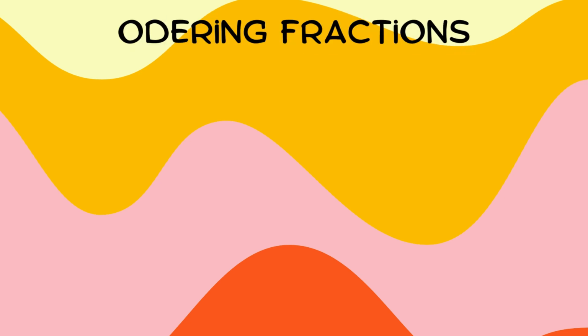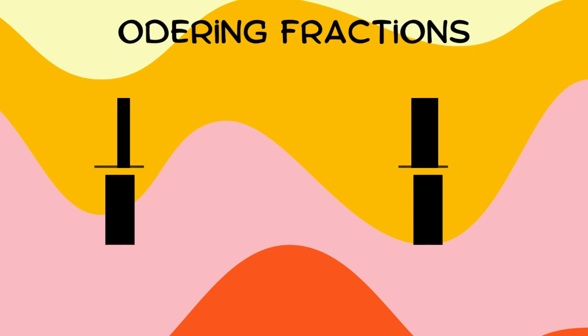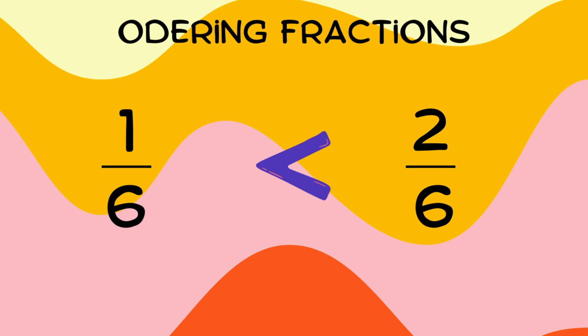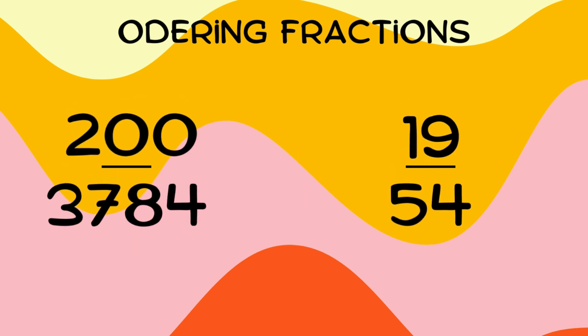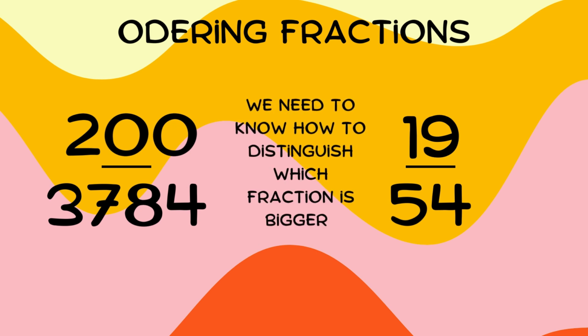Moreover, we can even order fractions of different sizes. It's pretty easy to order fractions with similar denominators. However, when faced with something like this, it can seem pretty difficult. To solve this, we need to understand how to distinguish which fraction is bigger compared to the other.